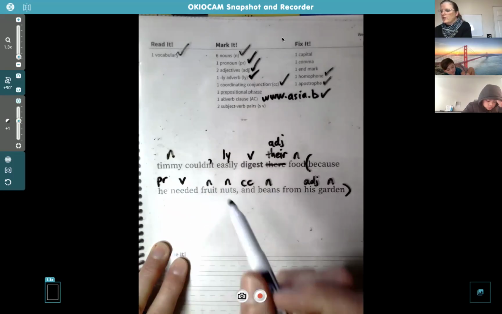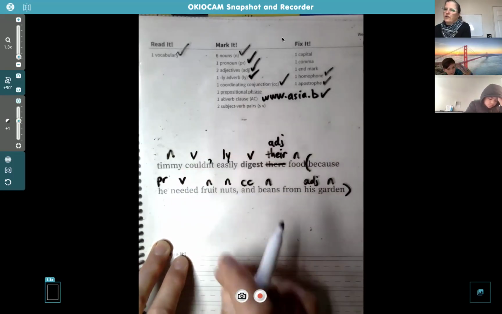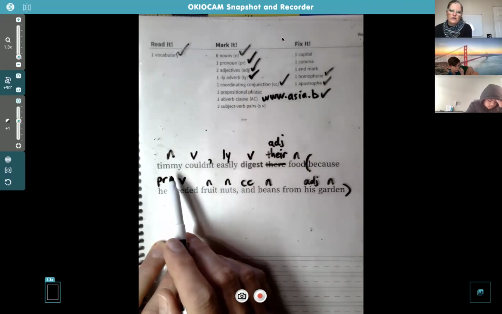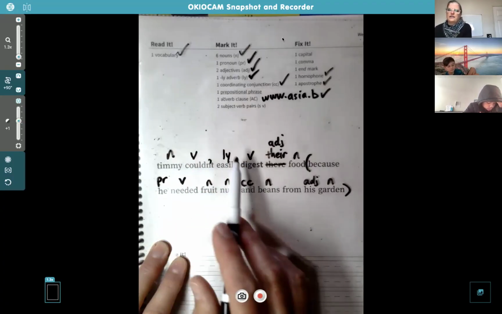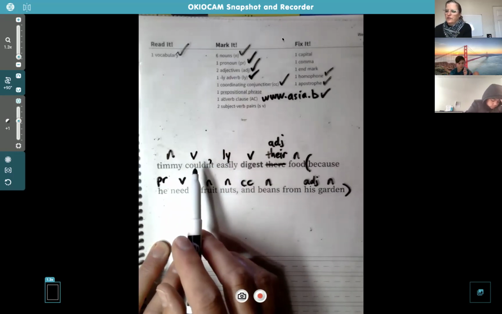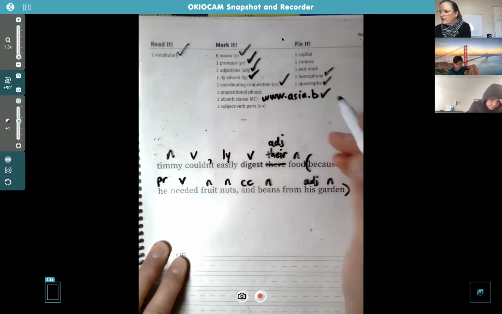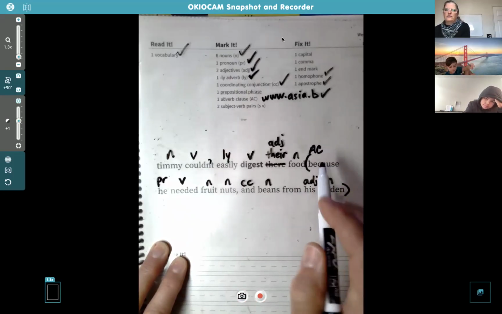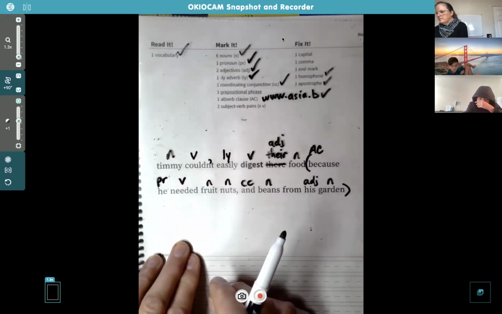It's couldn't, there you go. It's the could part. That is a linking verb. It's linking Timmy to what he's doing. So it's actually linking all those words together. So that's called the linking verb right there. Could. I forgot to put AC right here, by the way. That's for adverb clause. I forgot to put that on top of because.